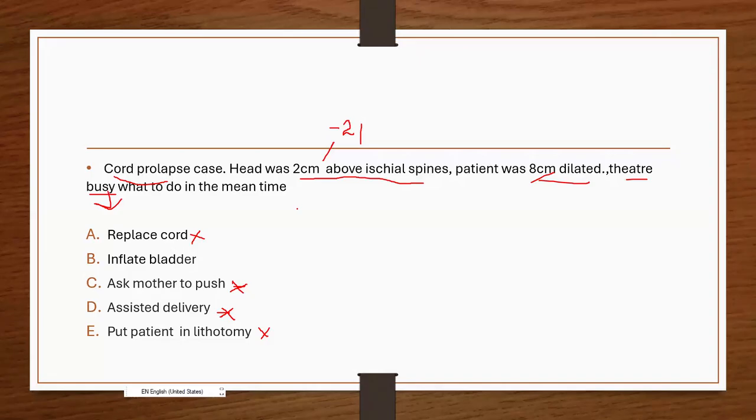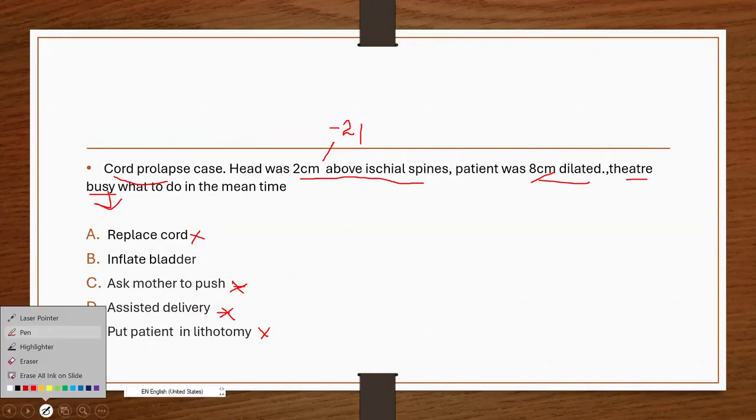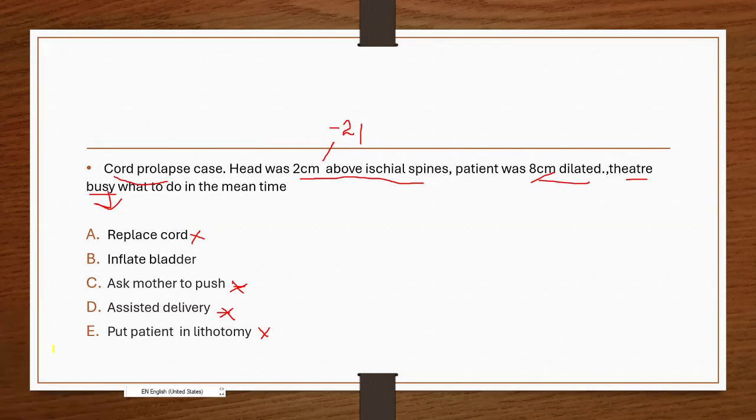The measure that you can do to prevent the cord getting compressed would be inflating the bladder. If you inflate the bladder, the presenting part will go up so that the cord will not get compressed. Then you can take the patient to the theatre and do the urgent delivery with the cesarean section. So this is not to urgently deliver, but to prevent the compression of the cord. For the person who asked the question, I hope it is clear now. If it's not clear, just let me know. I will explain it again.